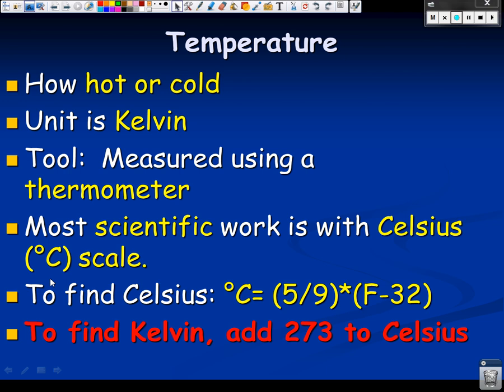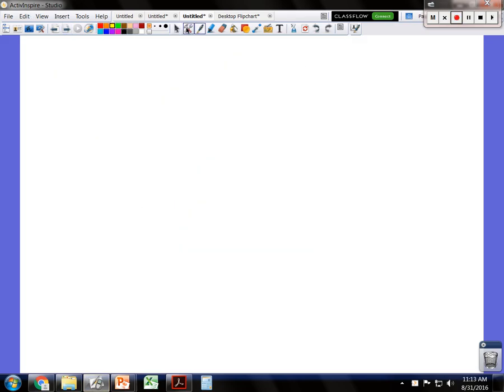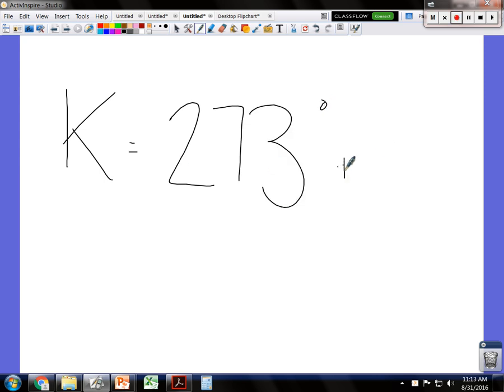So down at the very bottom it says to find Kelvin, add 273. I don't like words when it has to do with calculations, so I want you guys to write this for me. So to go from Celsius to Kelvin, we do 273 plus degrees Celsius. So if it's 30 degrees Celsius, what is that in Kelvin? 303.